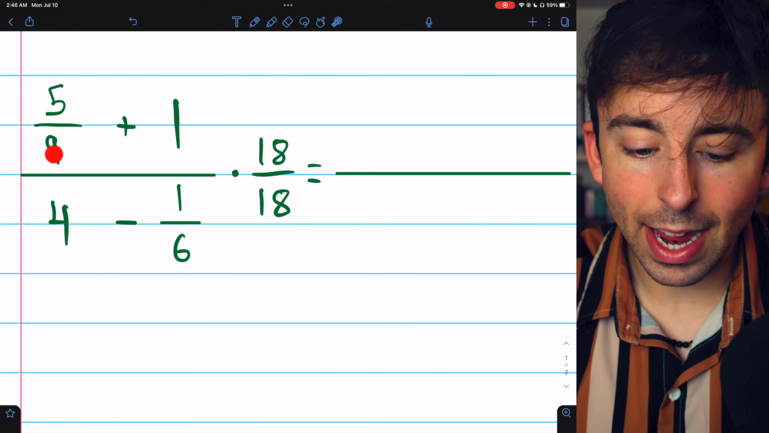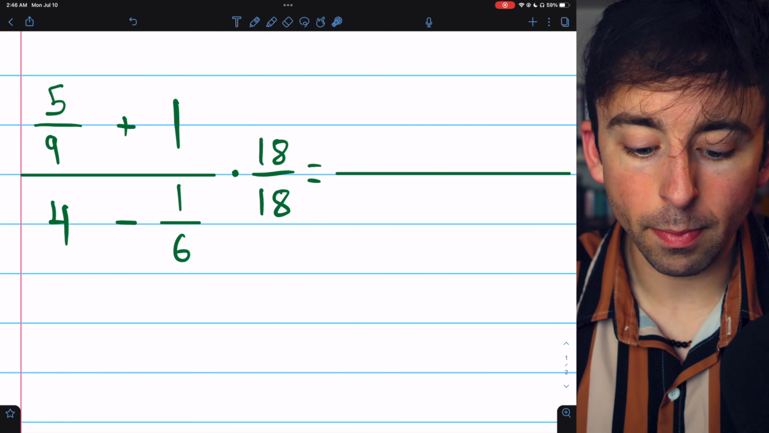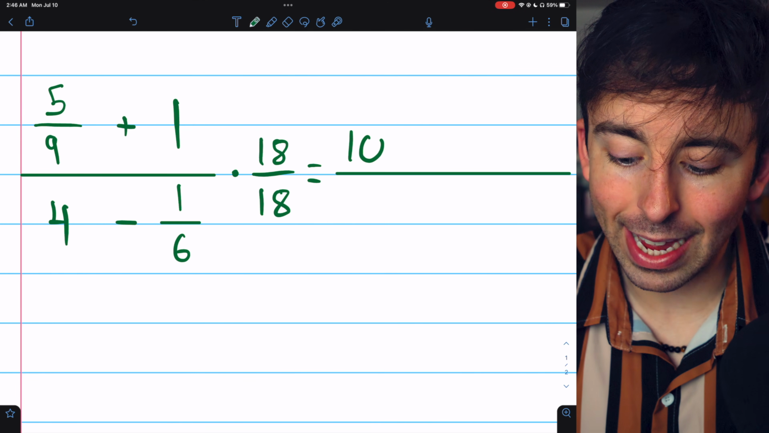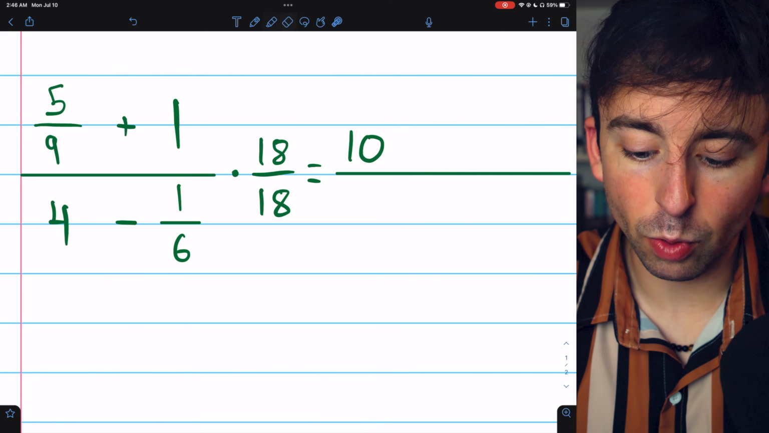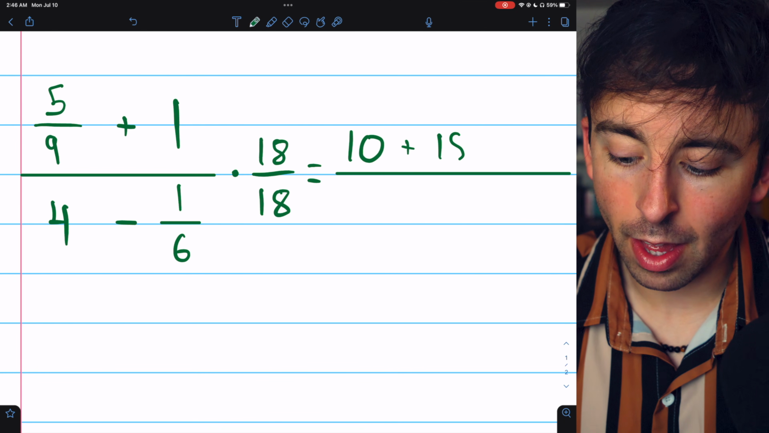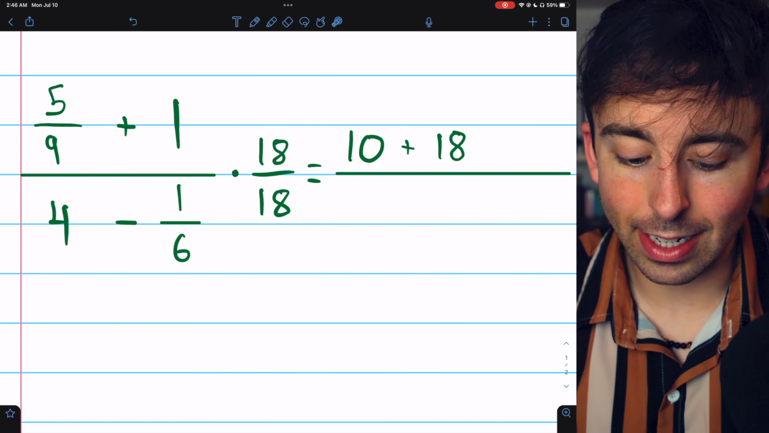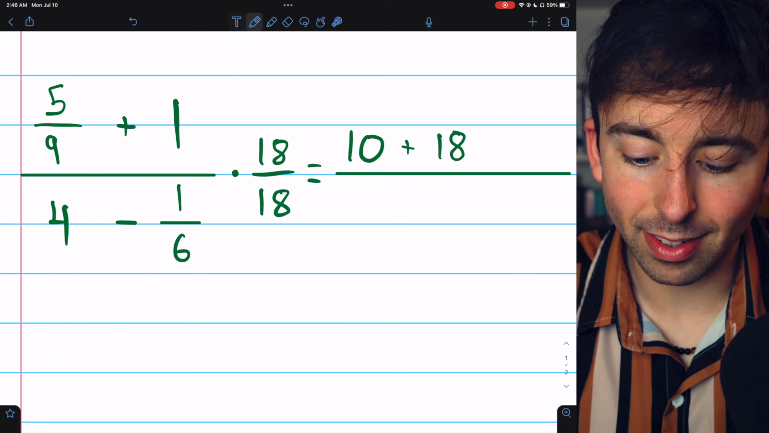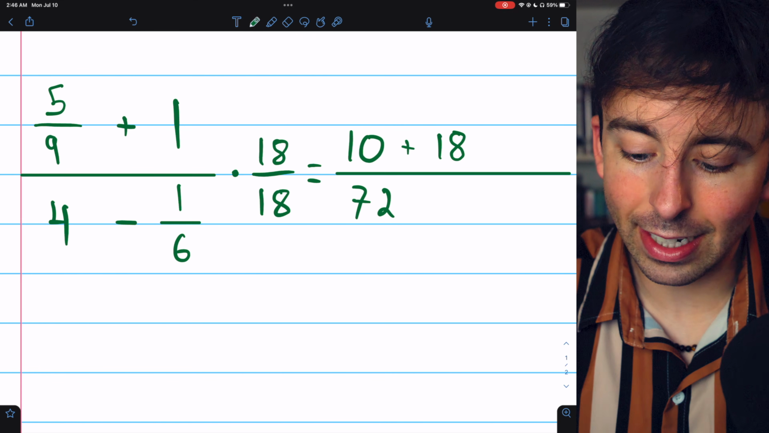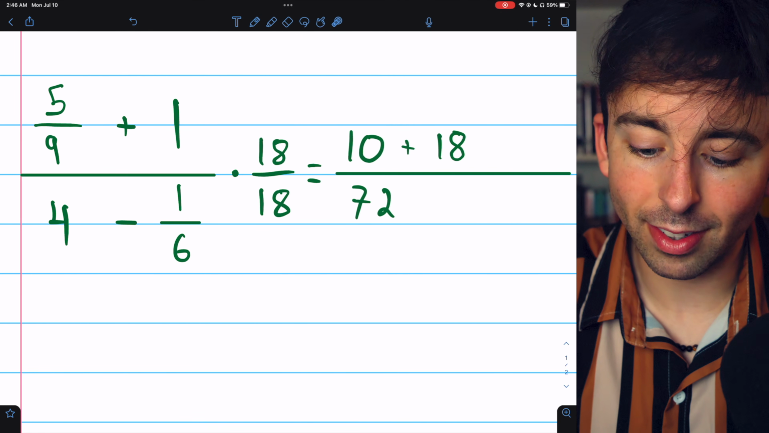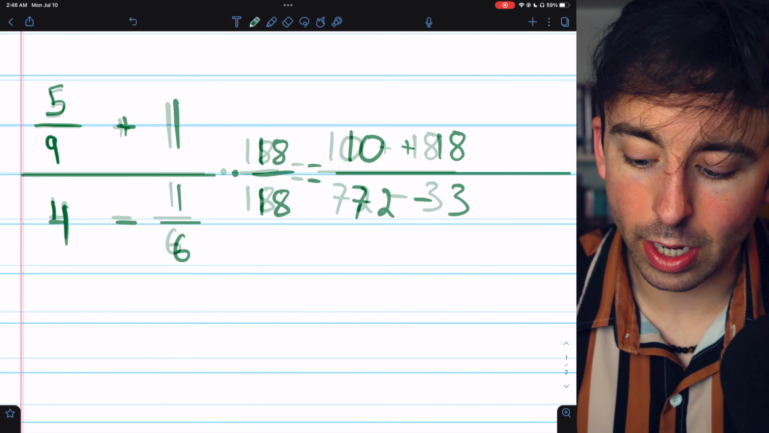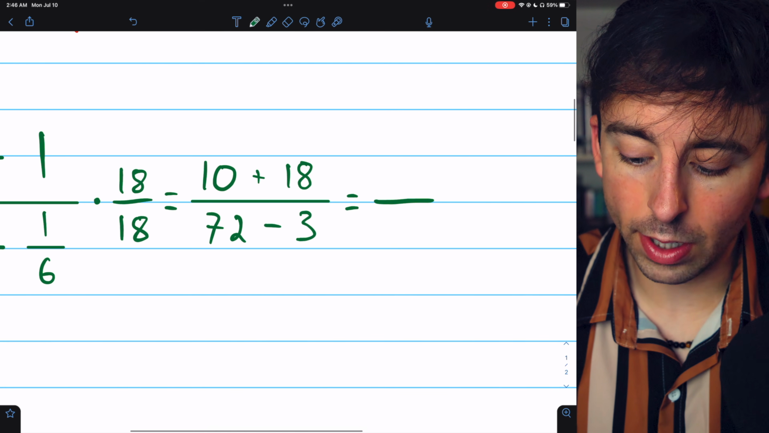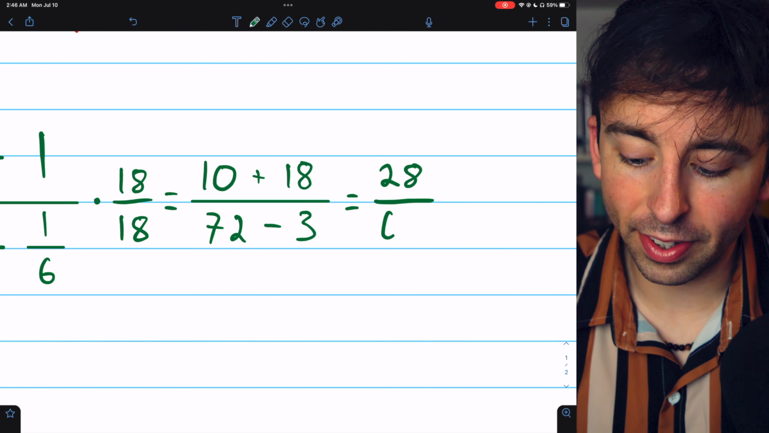18 divided by that 9 will give you 2. Multiply that by 5, and we get 10. 18 times 1 is just 18. In the denominator, 18 times 4 is going to be 72, and then 18 multiplied by -1/6 is -3. Then in the numerator, we have 28, and in the denominator, we have 69.